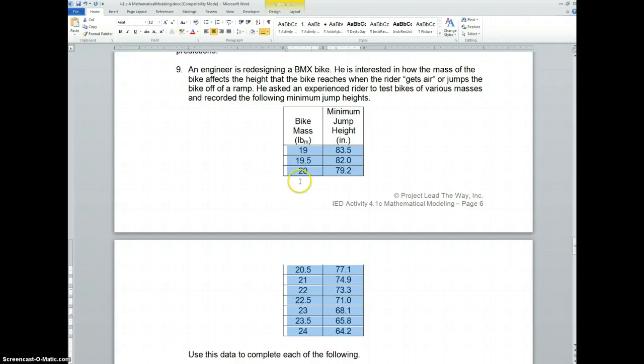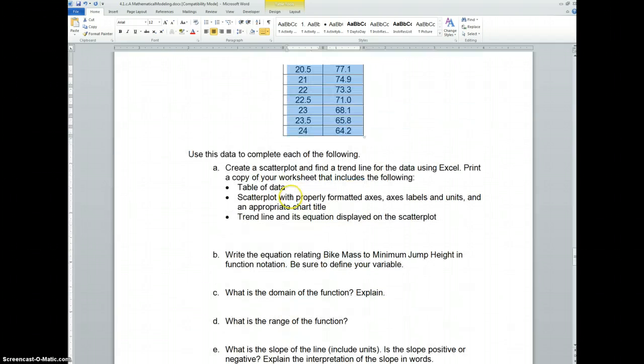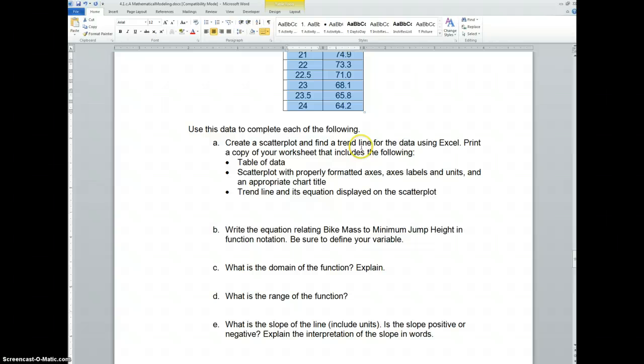So here we just put in all the data and said to create a scatter plot, which we did. Find the trend line. We did that. Print a copy of your worksheet that includes the following. Make sure you print this. I need a table of your data. That's this thing. Scatter plot with formatted axes, axis labels, and units, and an appropriate chart title. We did all of that. Trend line and its equation displayed on the scatter plot, and we did that as well. I just copied the trend line, or the equation for it.